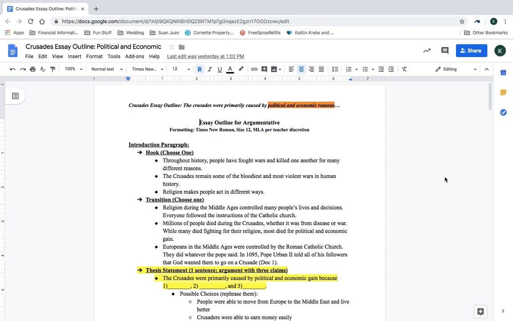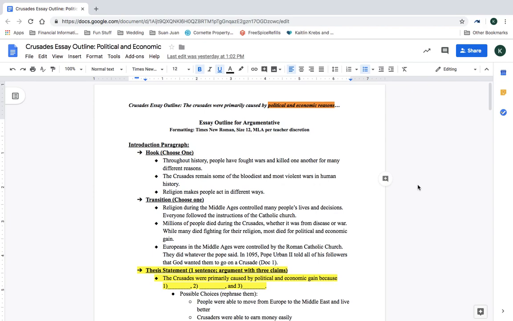Hey guys, so I want to make sure that we fully understand how to use this outline document. Remember that there are two outlines. You are going to use the political and economic reasons one if that's what you're arguing caused the Crusades. And if you're using the religious devotion one, that means you're arguing that religion caused the Crusades and not money and power. So make sure you're on the right document first, but they both work the same way.